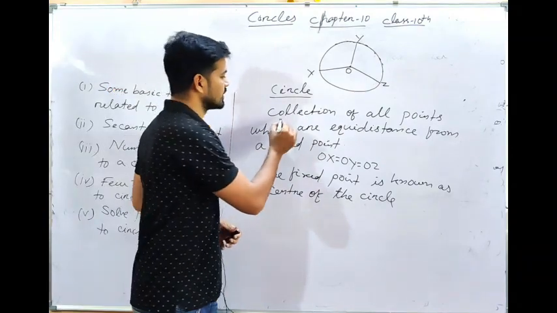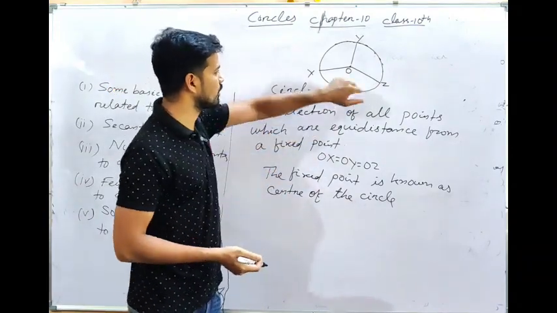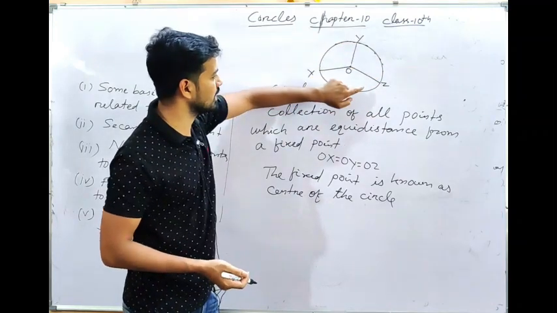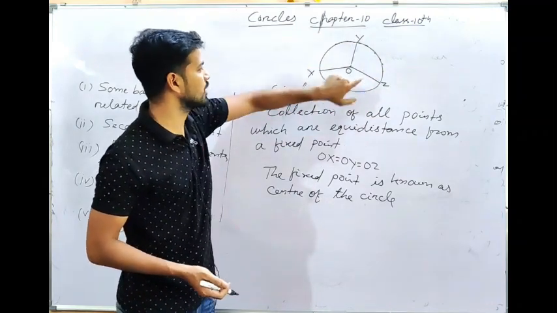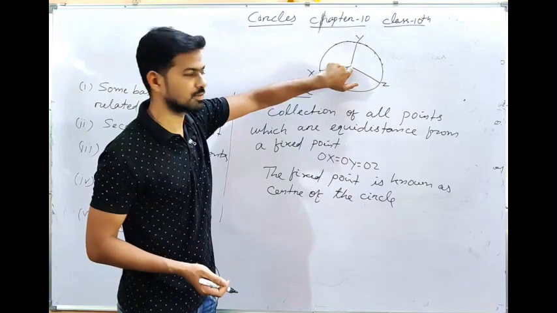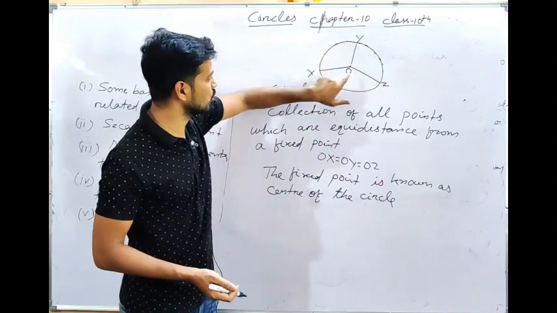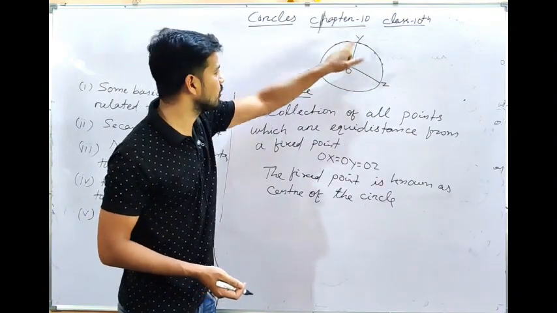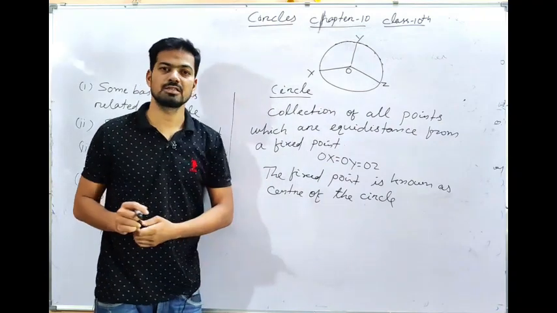Okay, so this is the definition: collection of all the points. If we collect all these points, the figure that forms should be equidistant from where? From O. If the points are equidistant from O, then we can say this is a circle.